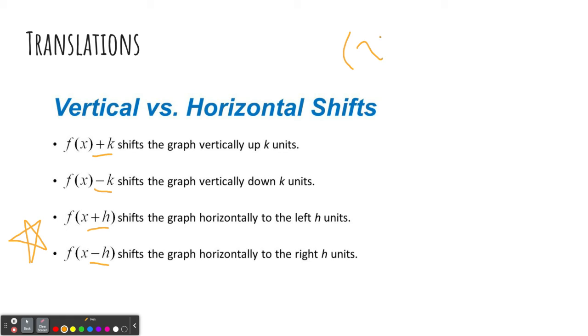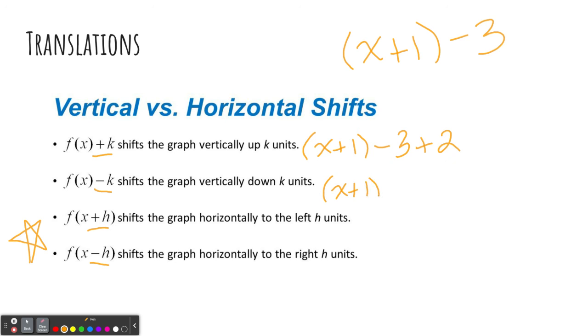Let's say we have x plus 1 minus 3. If I wanted to move that up 2, I'm just going to add 2 at the end. X plus 1 minus 3 plus 2. I added on at the end, and then you could clean that up. If I wanted to move down, I'm going to subtract at the end. So let's move down 2.